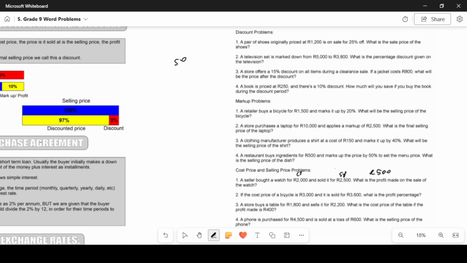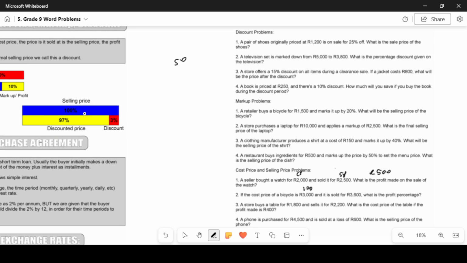Right. If the cost price of a bicycle is 3,000 and it's sold for 3,600, what is the profit percentage? So what do we always know? When you're dealing with the cost price and selling price problem, you don't know the selling price percentage. When you're dealing with the discount problem, you know that the selling price is 100% in all scenarios. These will change, but this will always be 100%.